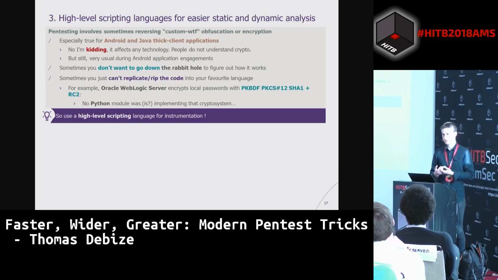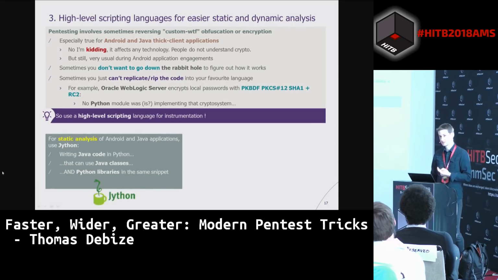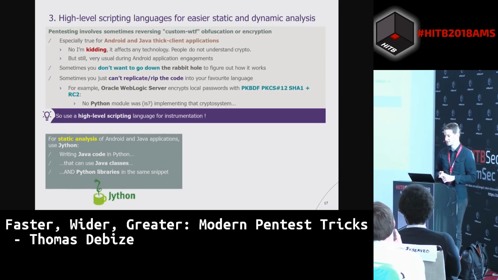I guess you know Frida. There was a good presentation this morning about Frida and Brida. So for static analysis of Android and Java applications, which again is a lot of our activities, there is Jython. Who in this room knows about Jython? Oh, cool. Way more people. Jython, in two words, lets you write Java code in Python that can use Java classes and also Python libraries. Isn't that awesome? And again, it's Python syntax, so it's way easier than Java.